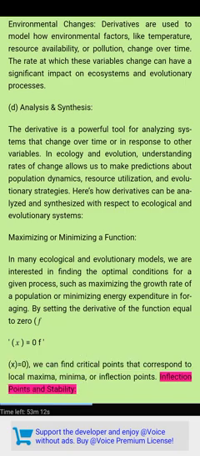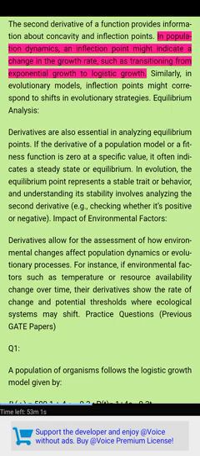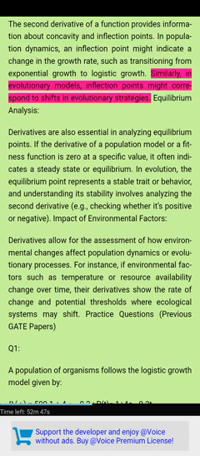Inflection points and stability. The second derivative of a function provides information about concavity and inflection points. In population dynamics, an inflection point might indicate a change in the growth rate, such as transitioning from exponential growth to logistic growth. Similarly, in evolutionary models, inflection points might correspond to shifts in evolutionary strategies.